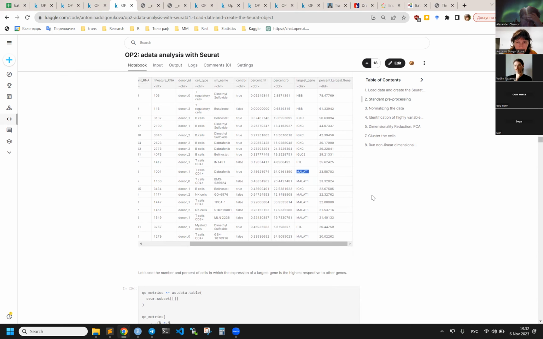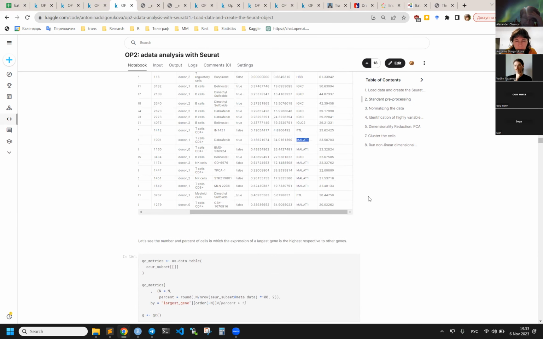No, but I think this MALAT1, which is a long non-coding RNA, is at the top level for most of the single cell data sets, I think, typically. I'm not sure that it's related to the dying of the cell. Yeah, that's also true. There is a huge amount of this MALAT1 for some reason.